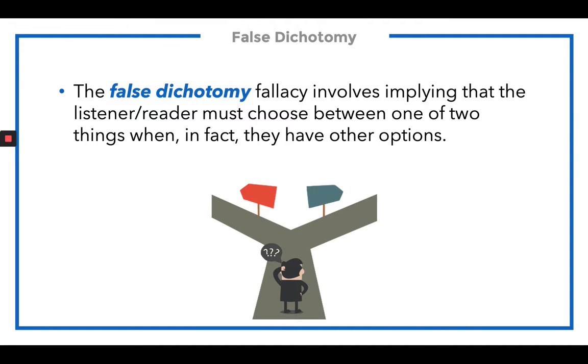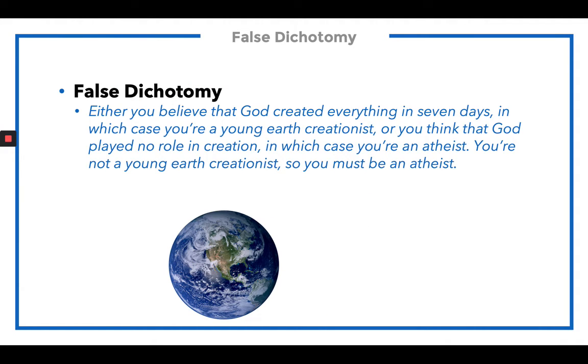The next fallacy we're going to look at is the false dichotomy. False dichotomy involves implying that the listener or reader must choose between one of two paths, when in fact they have other options. So false dichotomy says either this or this, when those aren't the only two choices.